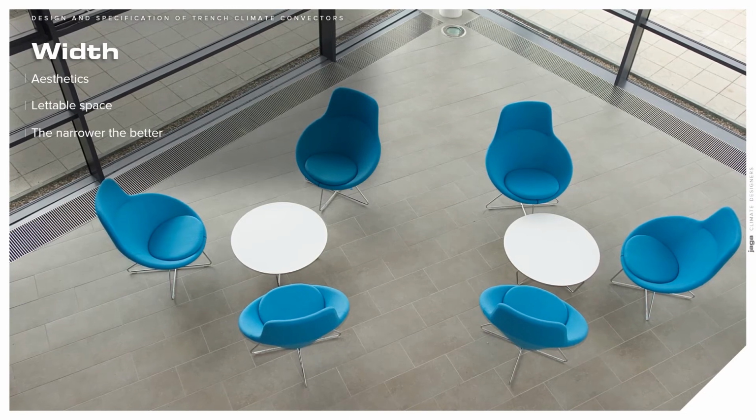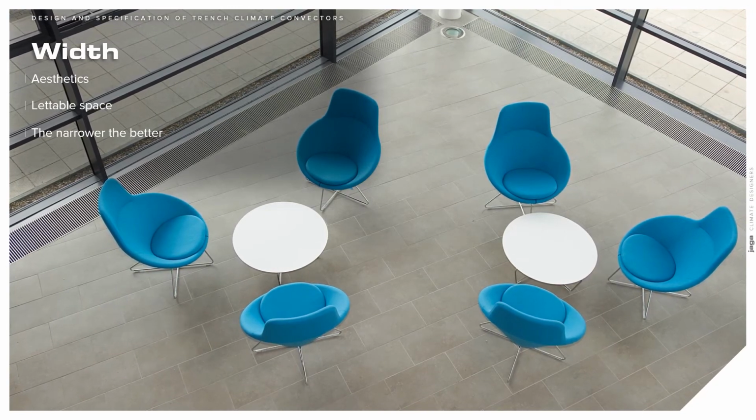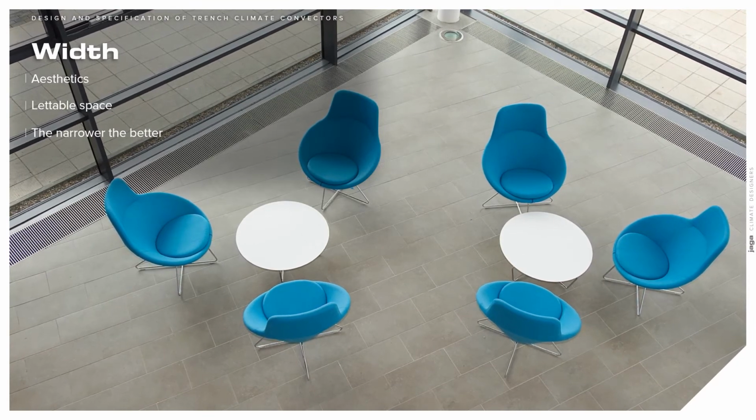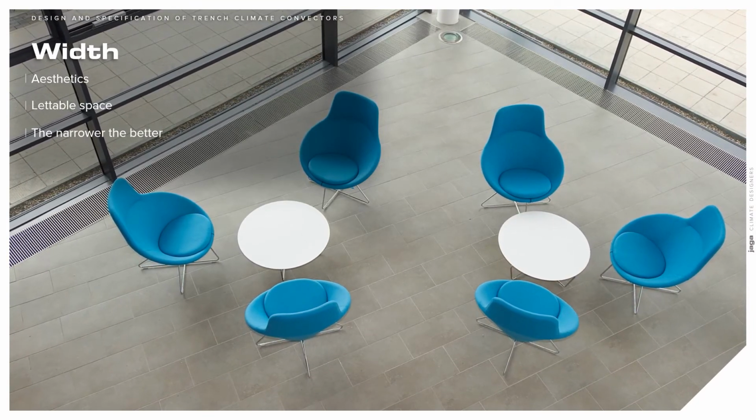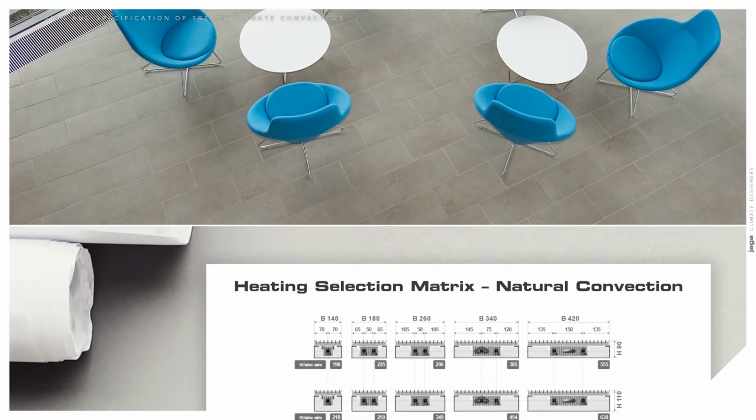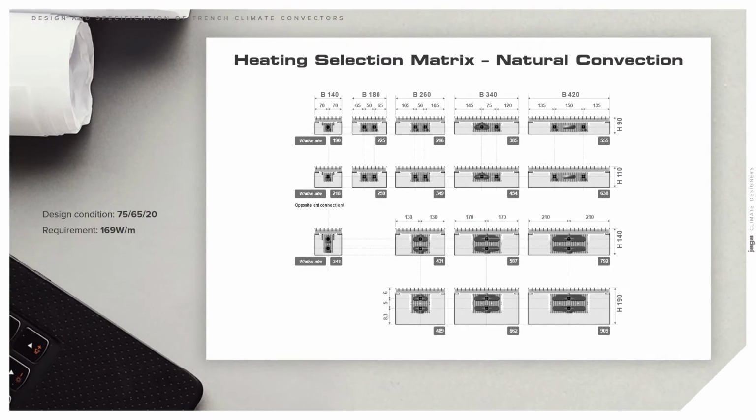Clearly, the narrower the trench, the better. Ultimately, if size of the trench is the main concern, selections may need to be based on forced draft products, giving much higher performance at smaller heights and widths. Most manufacturers will provide a matrix of outputs. Here is a typical matrix for natural convection.